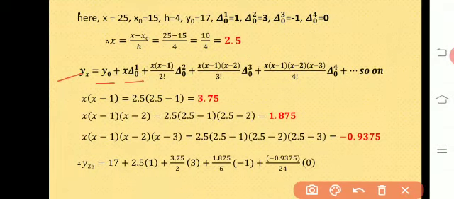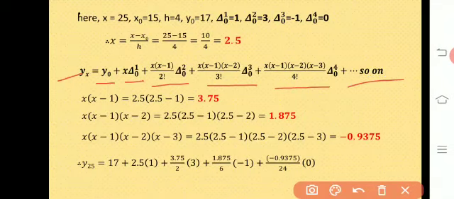Then we have the formula by Newton's method, that is yx is equal to y0 plus x into delta 0 raised to 1 plus x into x minus 1 upon 2 factorial into delta 0 square plus x into x minus 1 into x minus 2 upon 3 factorial into delta 0 raised to 3 plus x into x minus 1 into x minus 2 into x minus 3 divided by 4 factorial into delta 0 raised to 4 plus so on. Now here we required x into x minus 1, x into x minus 1, x minus 2 and x into x minus 1, x minus 2, x minus 3. These values we will find here.